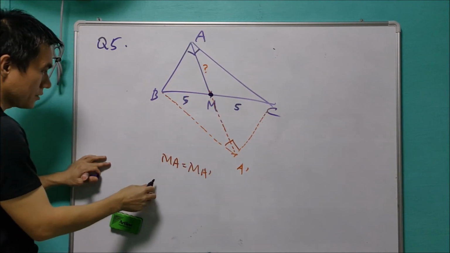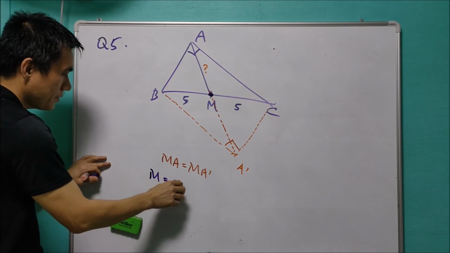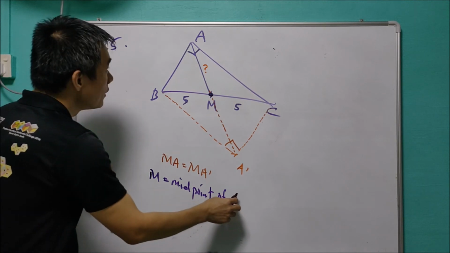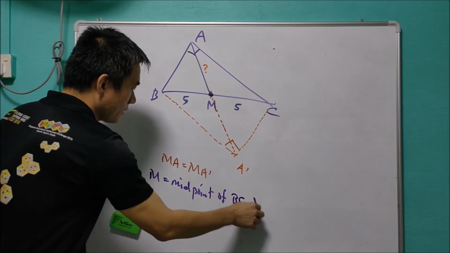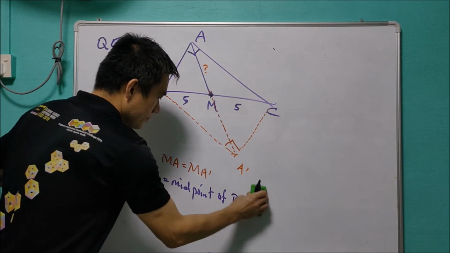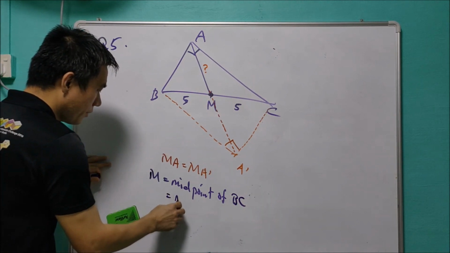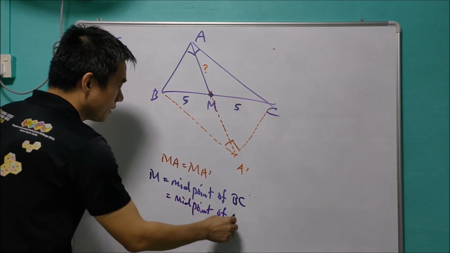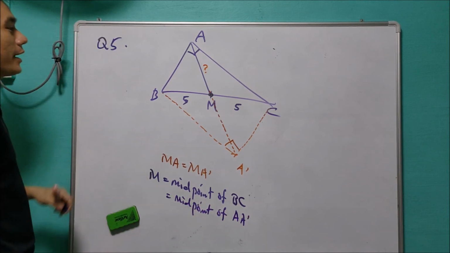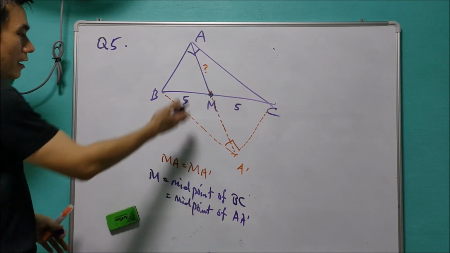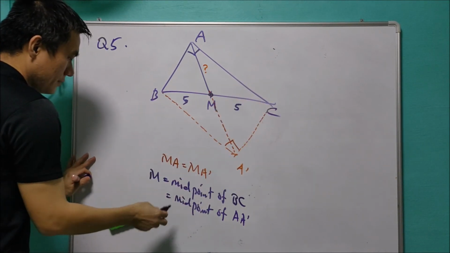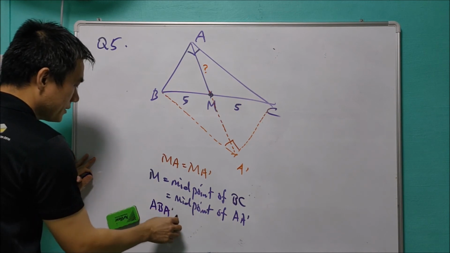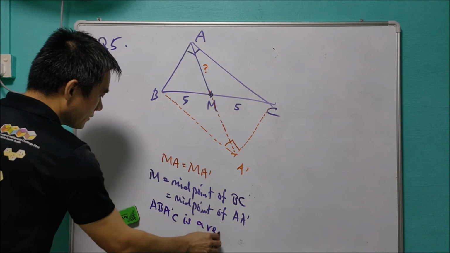AA prime. So M is a midpoint of BC, and it's also a midpoint of AA prime. And in fact, this is the center of the rectangle. So you have to note that A, B, A prime, C is a rectangle.